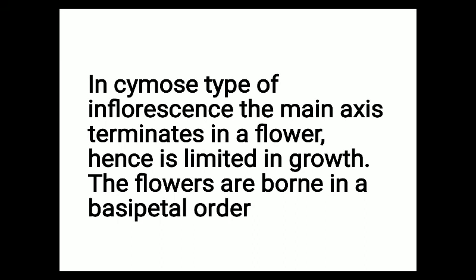Now the second type of inflorescence, which is the cymose type of inflorescence. In cymose type of inflorescence, the main axis terminates in a flower, hence is limited in growth. The flowers are borne in a basipetal order. The main axis or floral axis terminates in a flower, hence it is of limited growth, and the flowers are borne in basipetal manner. Basipetal means the older ones remain present at the apex and the younger ones remain present towards the base. Such type of arrangement of flowers is known as basipetal.